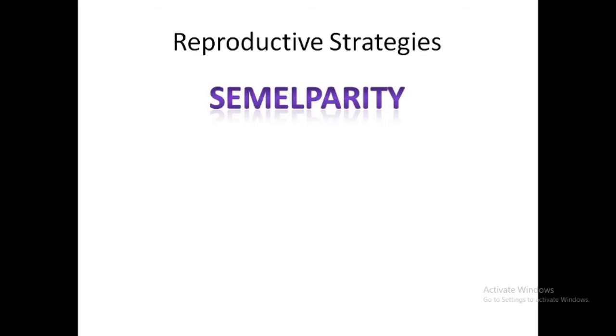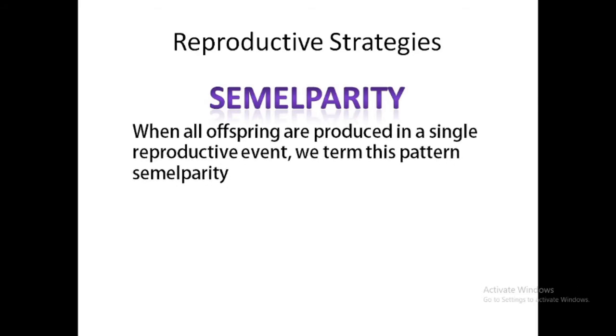Semelparity. This is a strategy used by many organisms in which all offspring are produced in one single reproductive event. This is called semelparity. That means an organism will live long or short, but it will have only one reproductive event in its life. Then it will die.